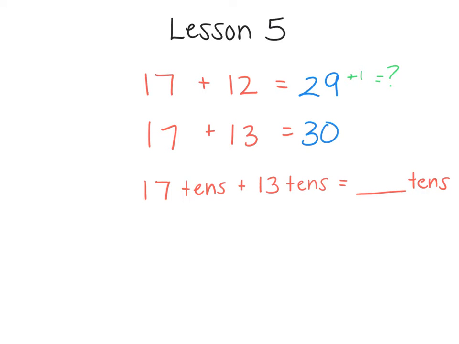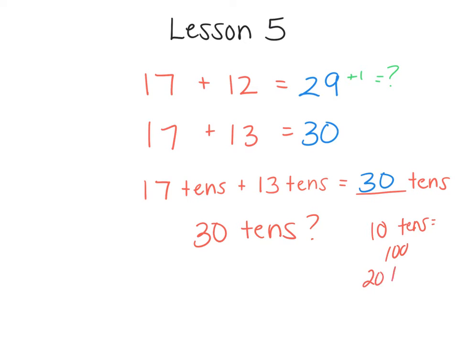So then what if I saw something that said 17 tens plus 13 tens equals blank tens? Well, that's kind of like the same equation up here. What's 17 plus 13? We figured out that that equals 30. So then the question is, how much is 30 tens worth? Well, if we remember that 10 tens equals 100, 20 tens equals 200, then that is a pattern, and I can see that if I have 30 tens, that should equal 300 as my answer.